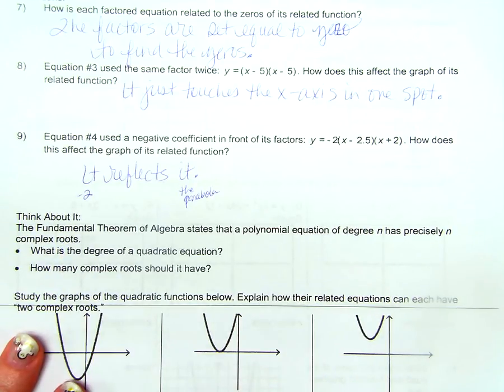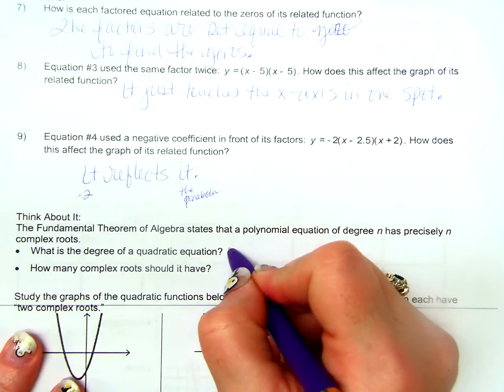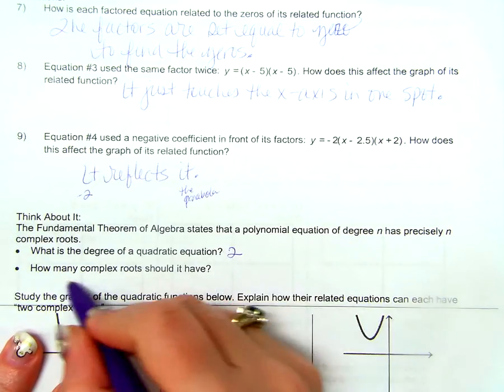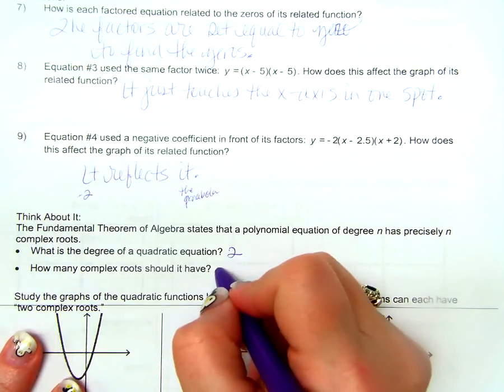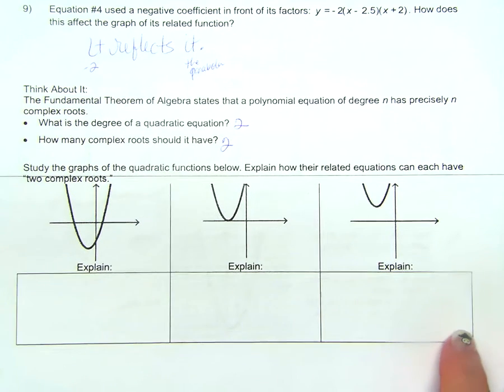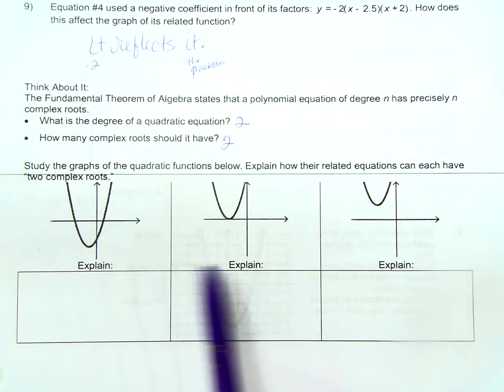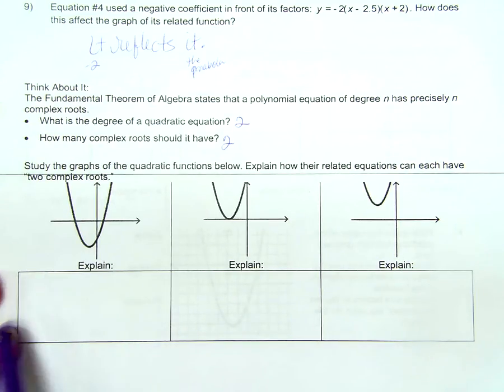So what's the degree of a quadratic? What's the highest exponent in a quadratic? 2. How many complex roots should it have? 2. So here are the 3 possibilities, right? It could either cross twice, it could cross once, or it could not cross at all. Okay? What's happening here?